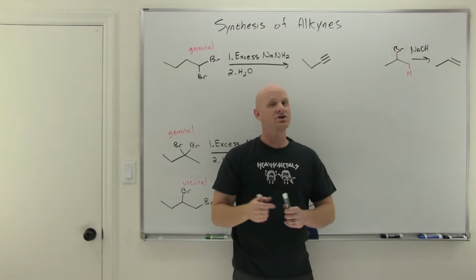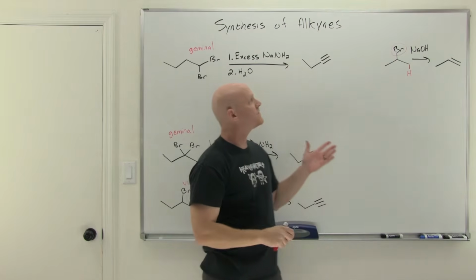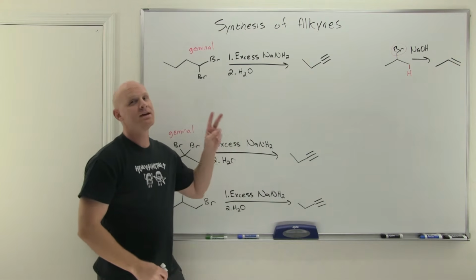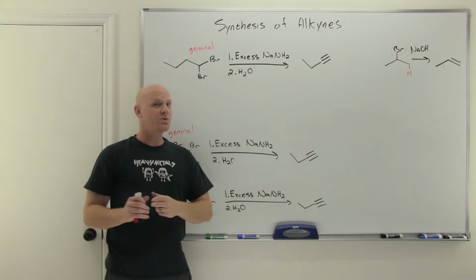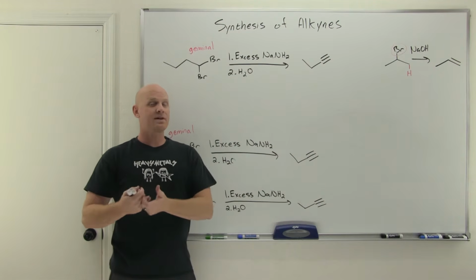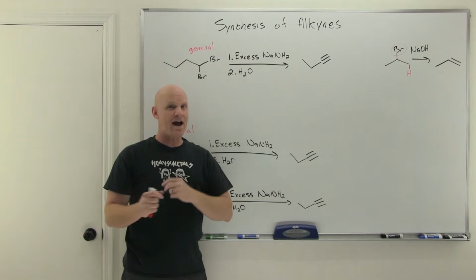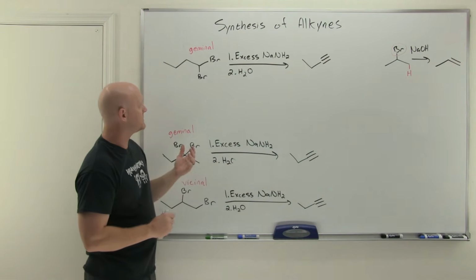You might call this dehydrohalogenation. Well, we're going to do the same thing in forming an alkyne, except we're going to have to do it twice. And if we're going to have to do dehydrohalogenation twice, then we're going to have two relevant hydrogens and two relevant halogens that we can lose. And this happens in one of a couple different ways.